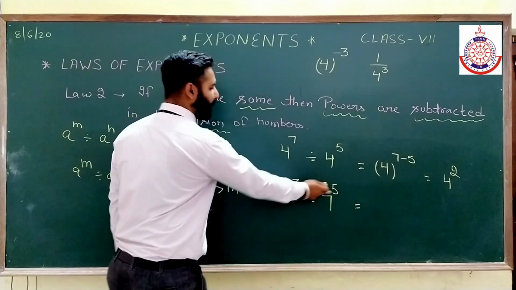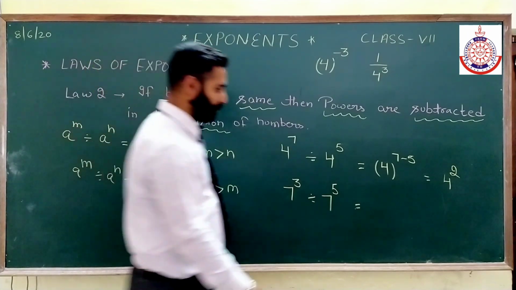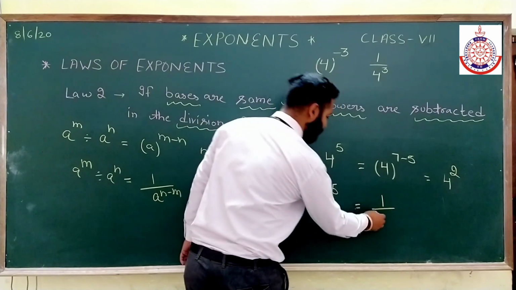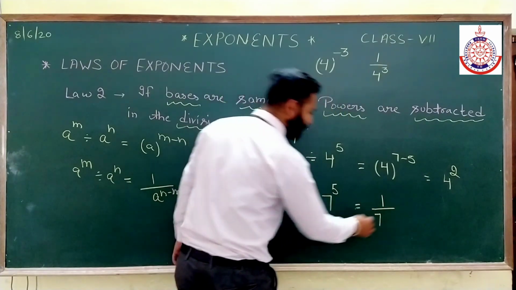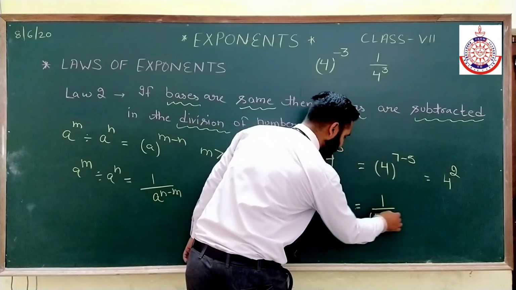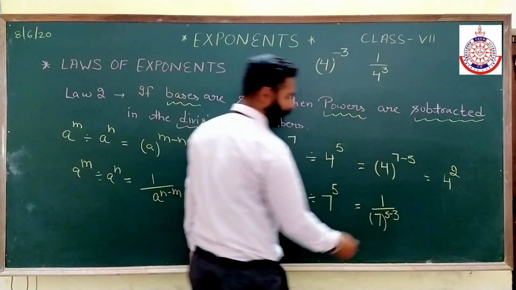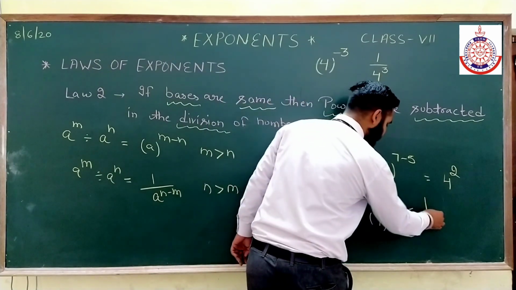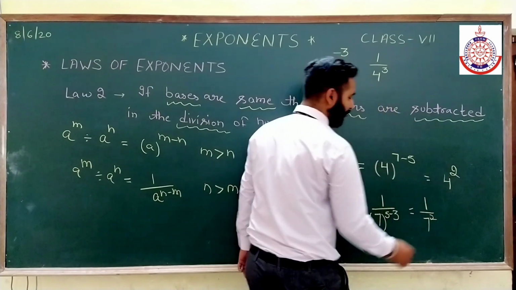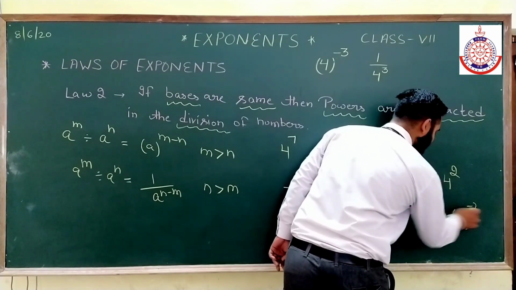Now second power is greater than the first one. In this case you can do the reciprocal. So it will become 1 upon 7 raised to power 5 minus 3. So answer will be 1 upon 7 raised to power 2, or you can write it 7 raised to power minus 2.